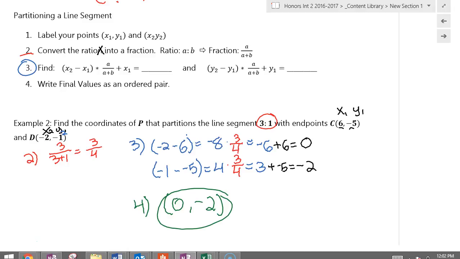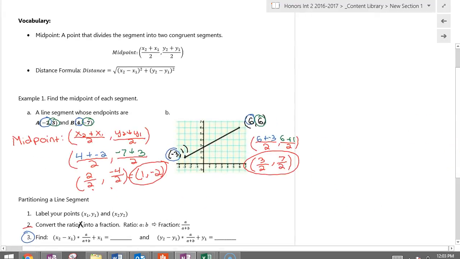So with practice, this process will get easier. Okay, it's kind of a lot. It seems like kind of a lot of steps. It's not that many, but the more you practice it, the easier it will be.